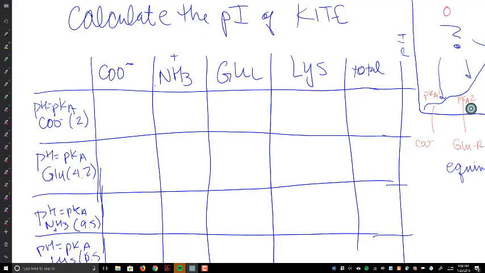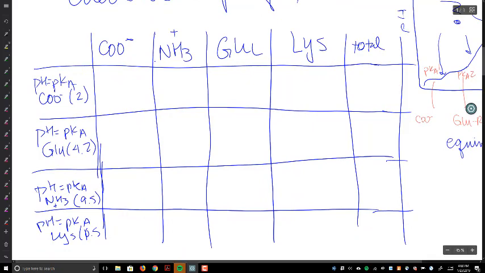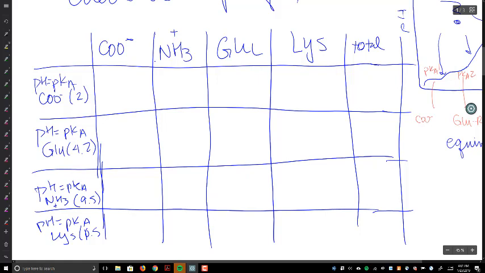All right. So I went ahead and made a table already of how I would recommend doing this. So again, put the pHs along the y-axis or the rows, and then put the groups and their respective charges at each pH in the column format. And then I have each pH equals pKa. So let's go ahead, get started, and fill this bad boy out.